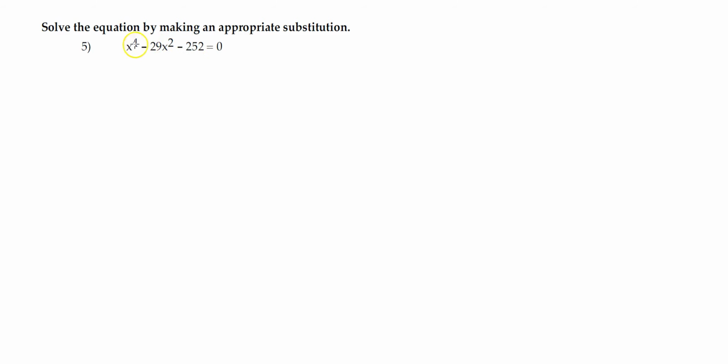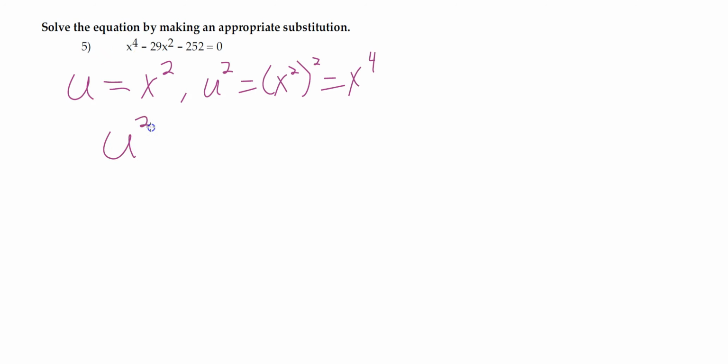However, we have ugly variables, so that middle variable is almost always what we try for our u substitution. Now it's just the variable, not the coefficient. So if u equals x squared, what would u squared be? It would be x squared squared, which is x to the fourth, which is exactly the first term. So our substitution will give us u squared minus 29u minus 252 equals 0.